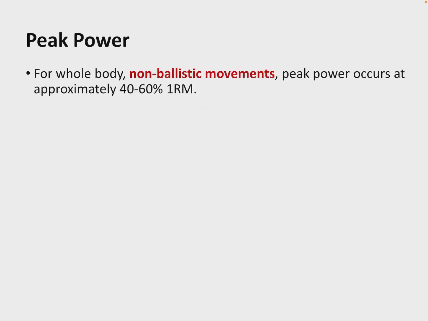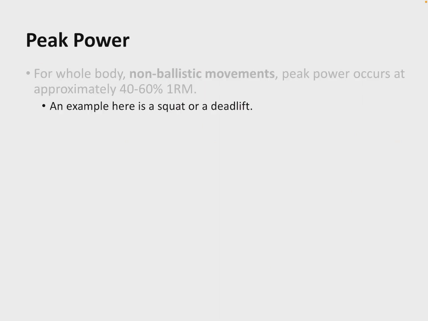And now we're going to talk about peak power. And let's go back to those terms, non-ballistics. So for whole body non-ballistic movements, peak power occurs at approximately 40 to 60% of 1 rep max. So if you're doing a standing military press or squat, it's around that 40 to 60% of 1 rep max if we were to measure it.